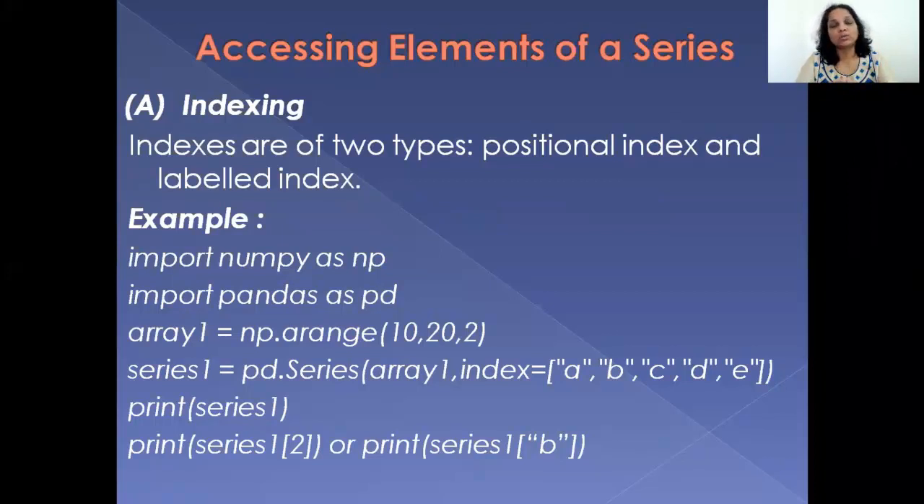Now here, one thing that I want to remind you is that in a list, in a NumPy array or in a string, you only had positional indexing. What does that mean? The first element got index number 0, the second element got index number 1, and so on. But you must have seen while creating a series that we can give the series a labeled index also. So indexes are of two types in a series: positional, which is there by default, or labeled index, which we give while creating the series. So you can access the elements of the series using positional or labeled indexing.